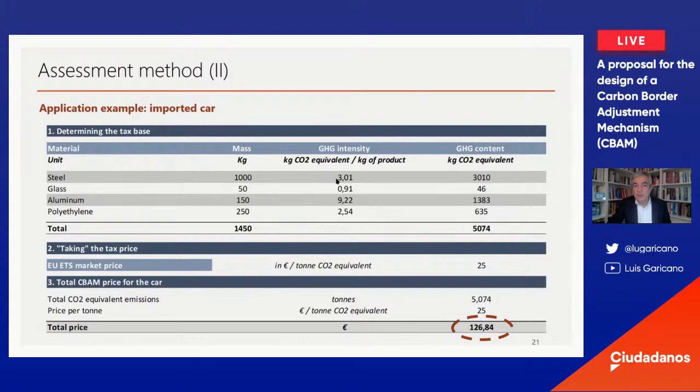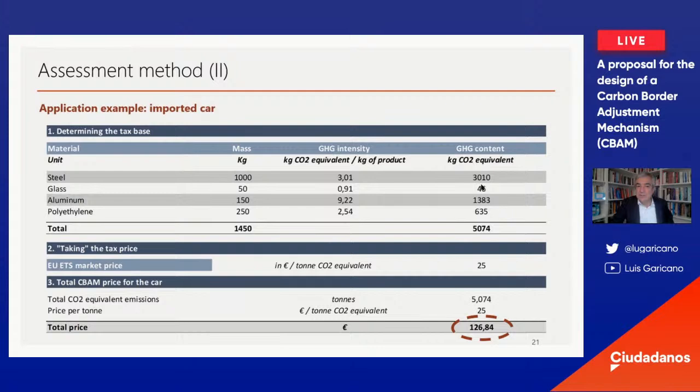3 kilos of CO2 per kilo of product for steel. Glass is much less carbon intensive. It's only 0.9. Aluminum, as you know, is extremely energy intensive. It's 3 times as CO2 intensive as steel. And polyethylene is more or less like steel. You multiply the weight by the intensity and you get the greenhouse gas content. So this particular car of 1,450 kilos is going to have 5,000 kilos of CO2 equivalent.